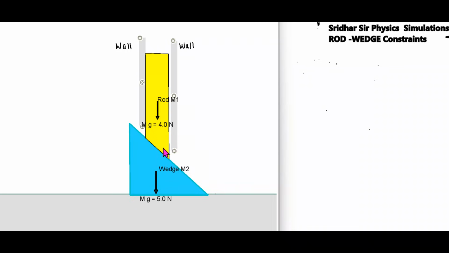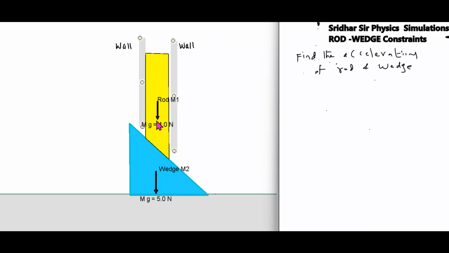So what is our entire discussion? We have to calculate the acceleration of these two blocks. Now they are in contact. You can see the rod and wedge in contact. The wedge is in contact with the ground. The rod is in contact with the wall.